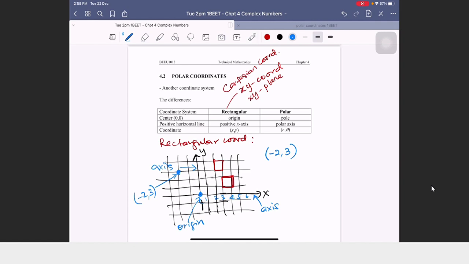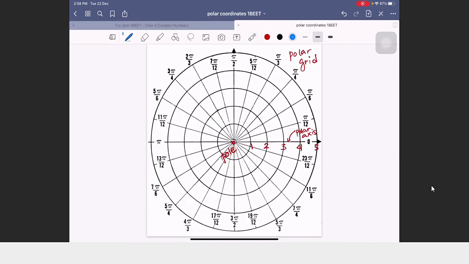So back to the polar grid. The circles represent distance from the pole. This circle here is 1 unit distance from the pole. This is 2 units distance from the pole. The third circle represents 3 units from the pole. So it goes like a circle, a circle.